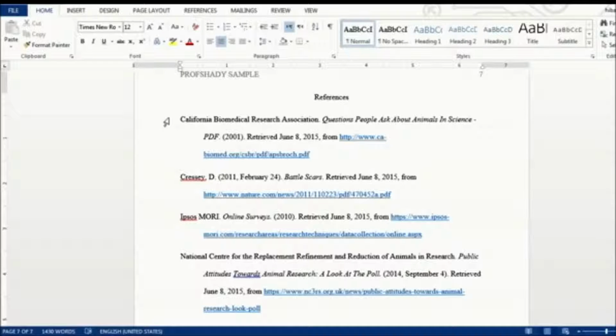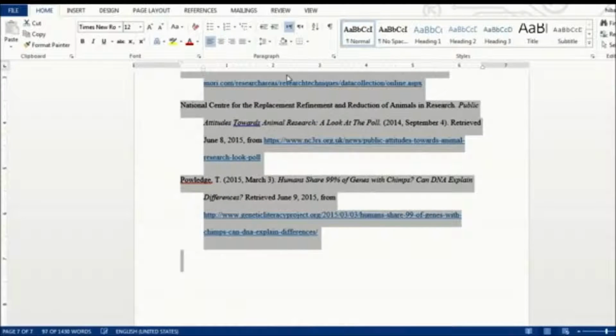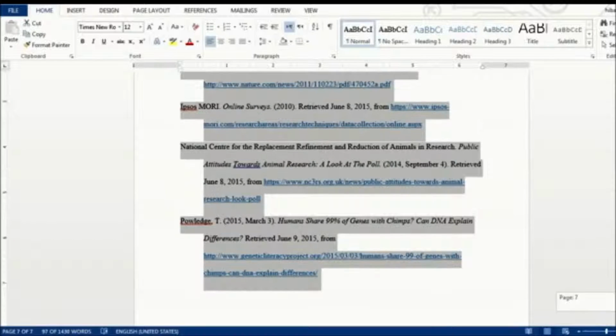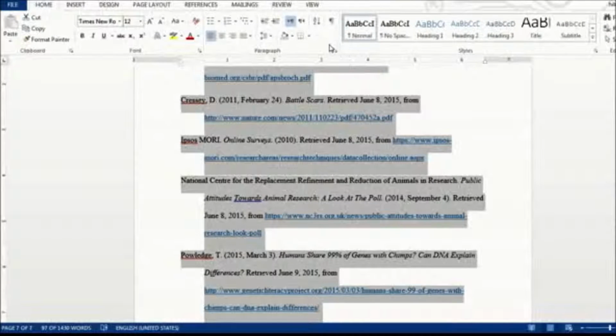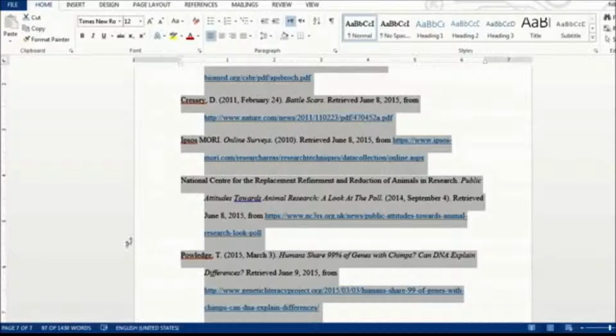And most importantly, in the reference page, it should be all in alphabetical order, so you do it from here. Paragraphs, ascending, text. Okay, and it should also be hanging. So, paragraph, indentation, special, hanging by 0.5 inches. And then, okay, and this is how it will be.